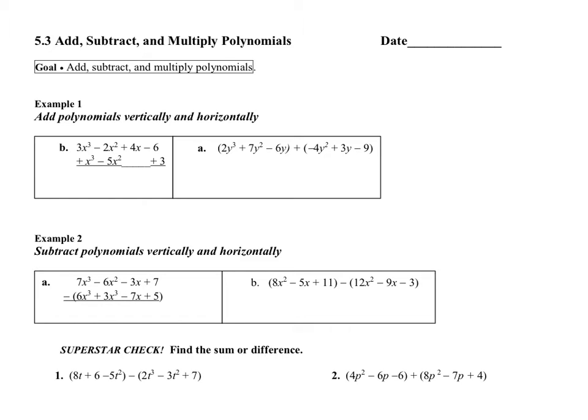Today we're going to look at 5.3, add, subtract, and multiply polynomials. A lot of this is a review from Algebra 1, so this will be kind of nice. So first let's look at adding polynomials vertically and horizontally.